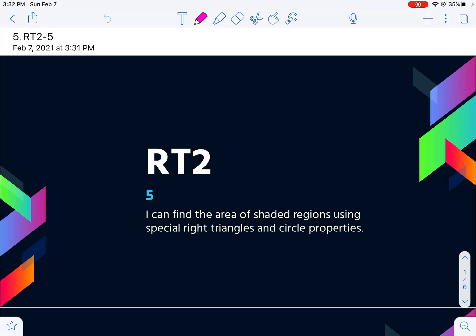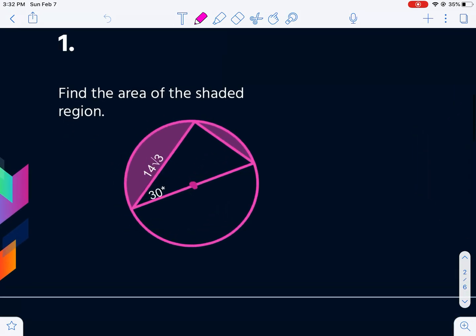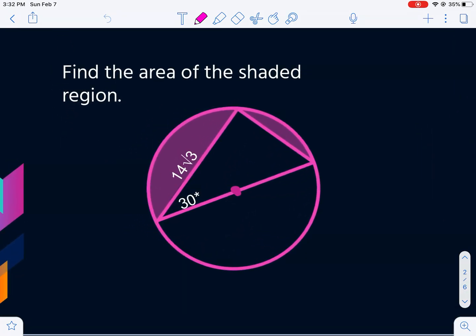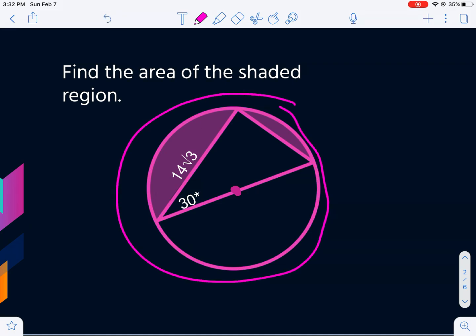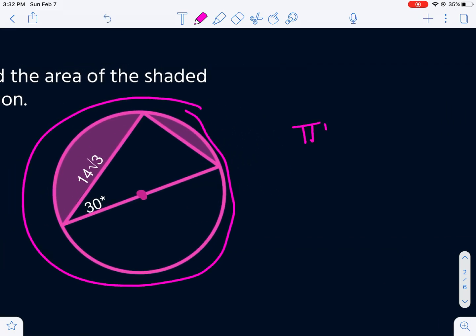On RT2-5, we'll combine what we know about area and what we know about special right triangles and circles to find shaded areas. So in my first example, I'm finding just the shaded region. And I'm going to think about what I'm starting with. I'm starting with an entire circle. I know that area is pi r squared.